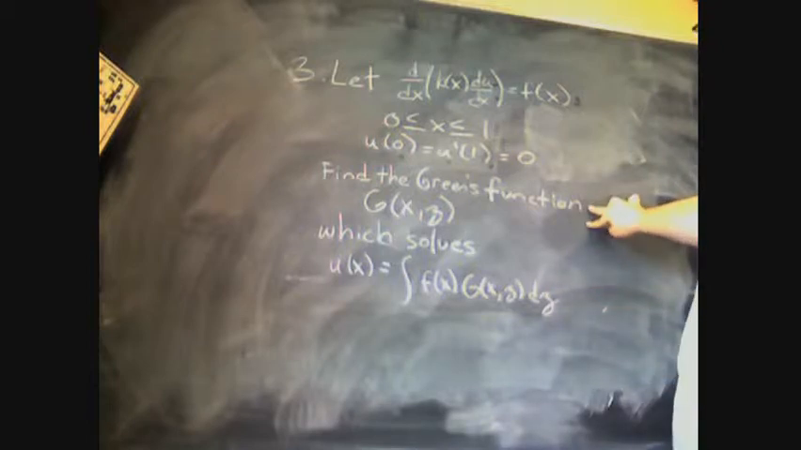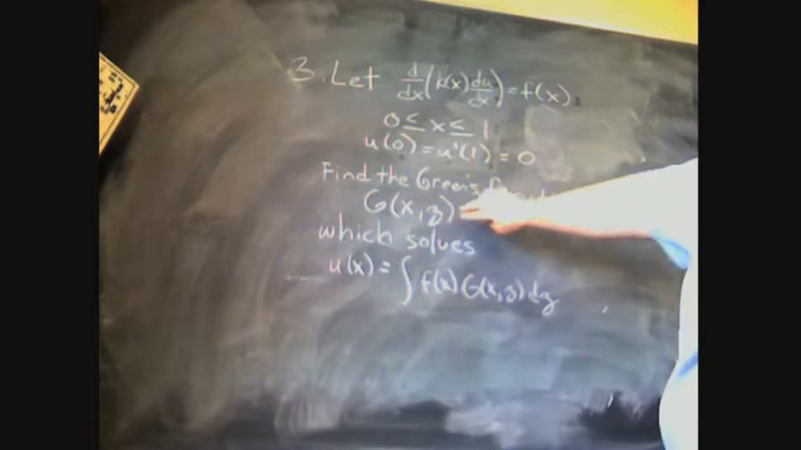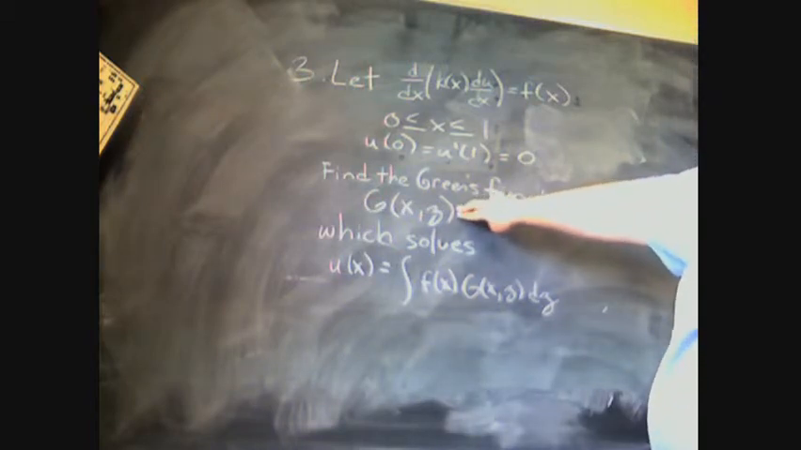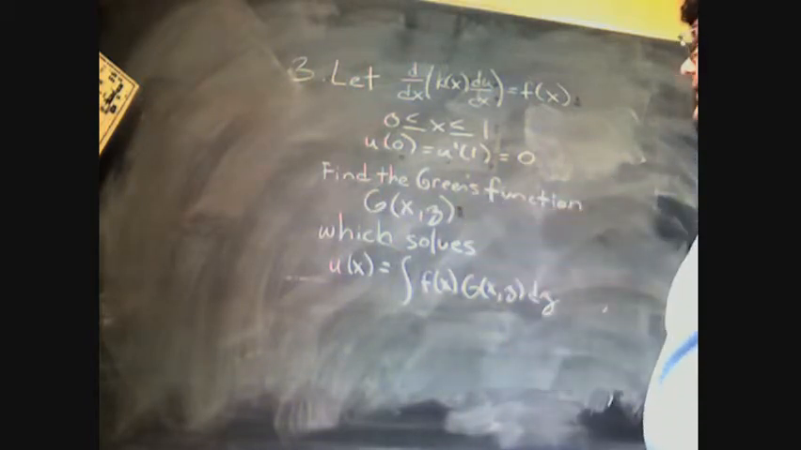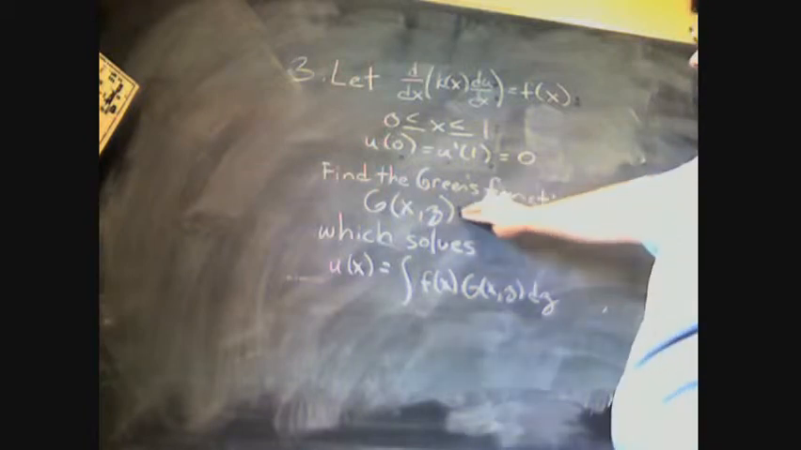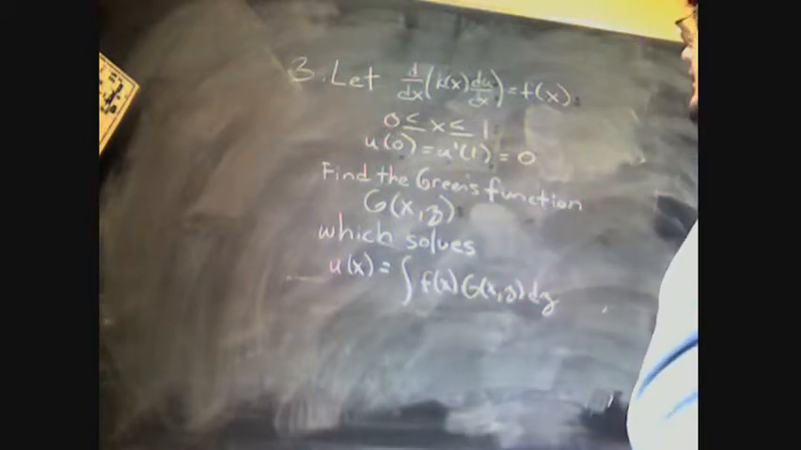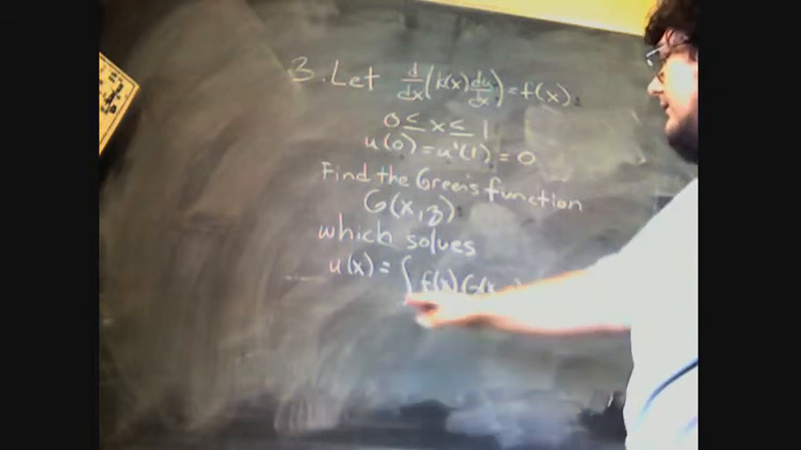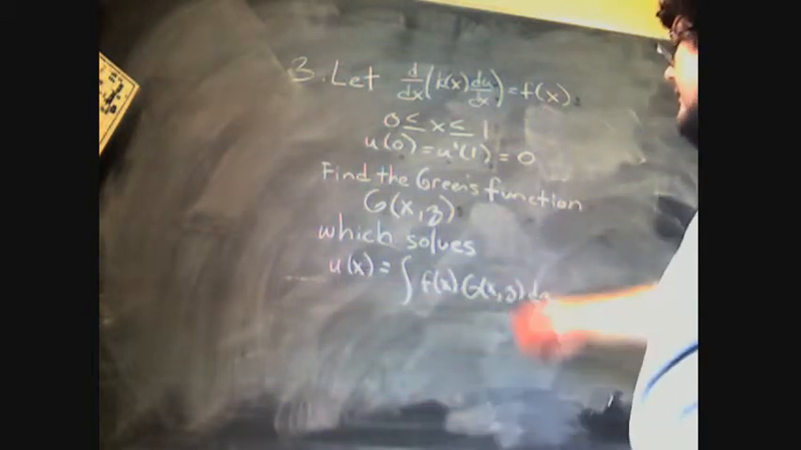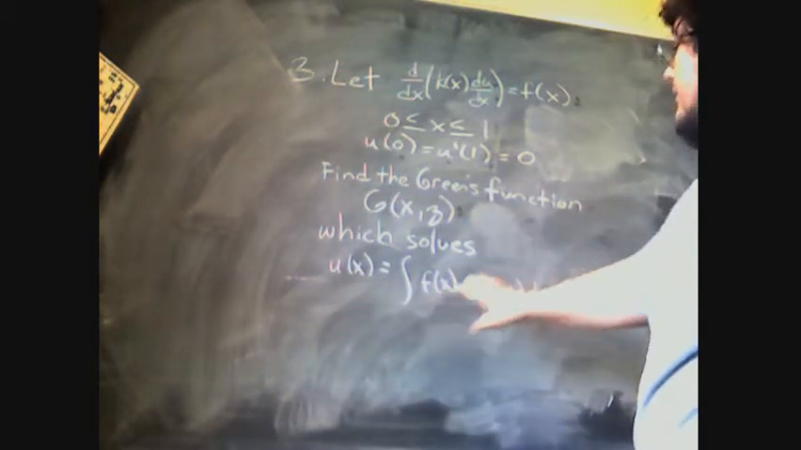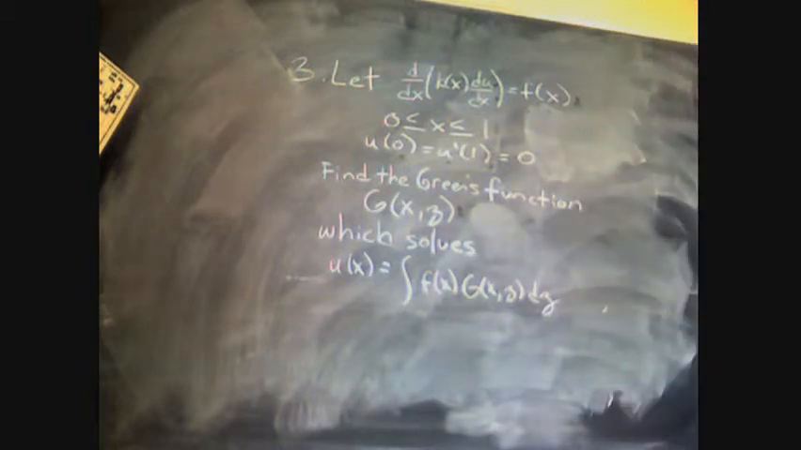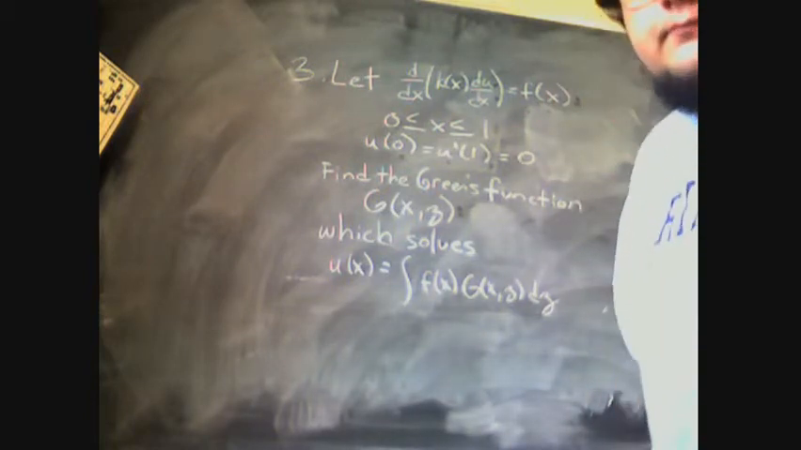We want to find the Green's function, which is here, g as a function of s and z. If we have a Green's function, then we can use it to solve for our original function u in terms of the Green's function g and our source term f, which is the same as up here. So let's get to that.